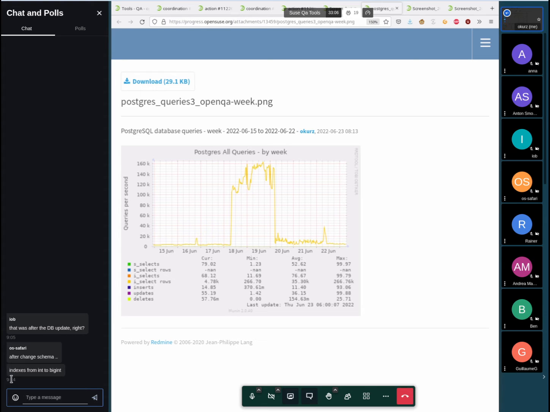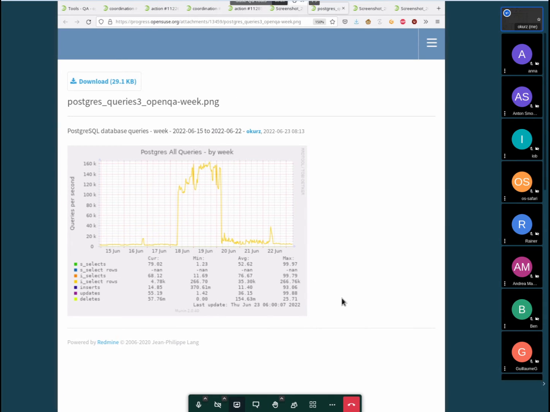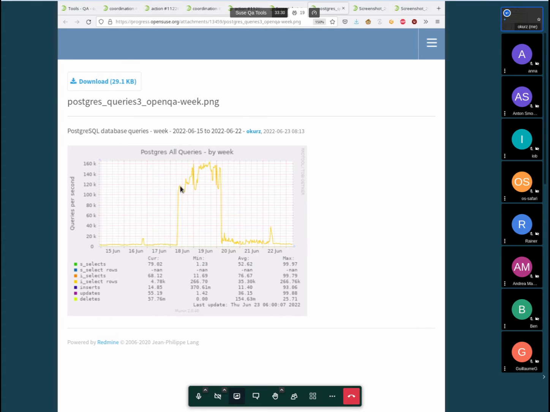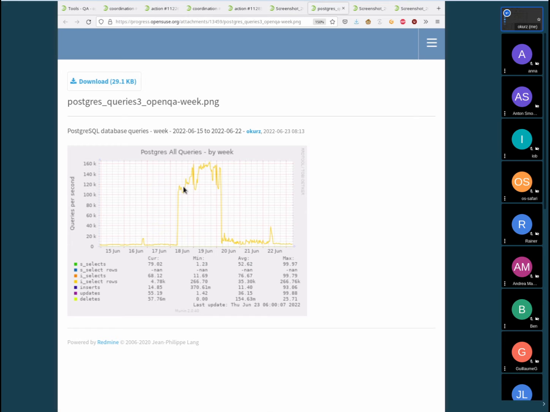So after the change of schema indices from int to big int, yes, that was the change from int to big int, and then we had like 1,000 times more rows returned in queries. So anybody else wants to make a guess, why that increase? Who knows about how databases behave? So there was some, I don't know, cache rebuild or indexes rebuild, something like this.